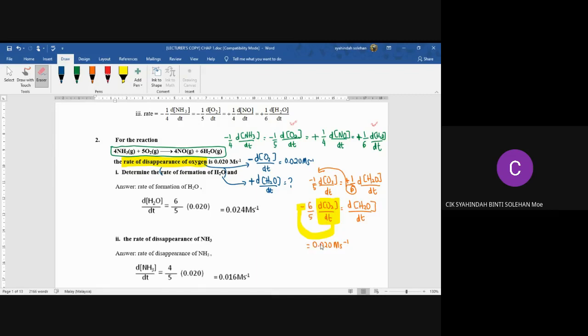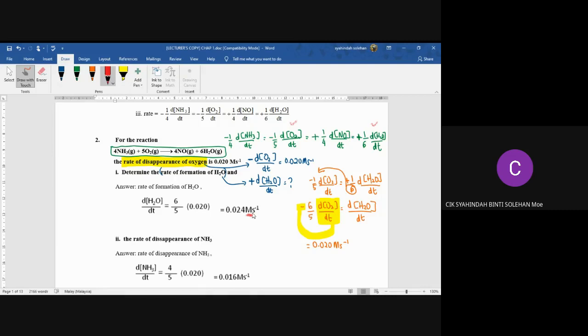So you terus kalikan saja dengan 0.02 and now you will get the rate of formation of H2O will be 0.024 molar per second. Unit jangan lupa ya, please. Unit jangan lupa. Macam mana you tahu unit dia molar per second?